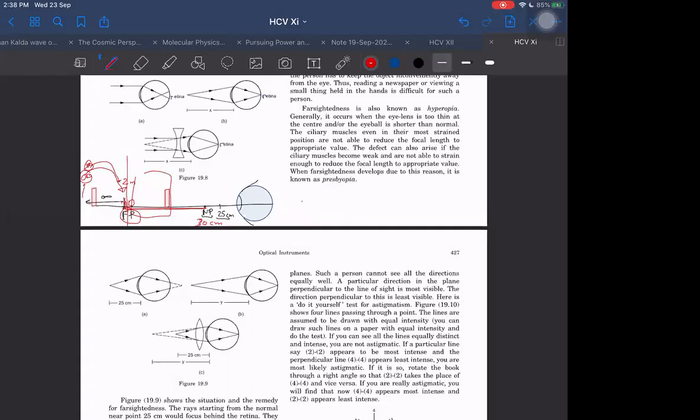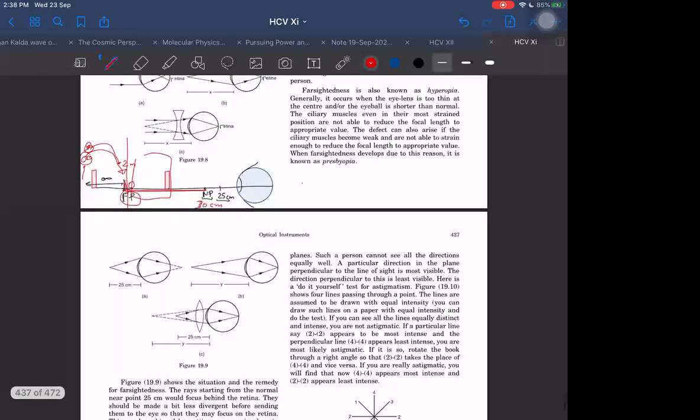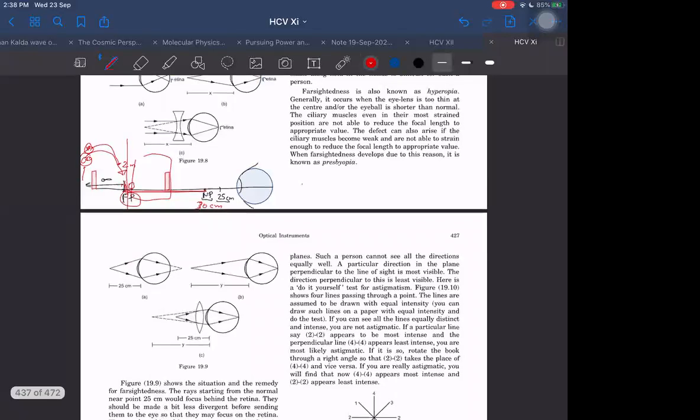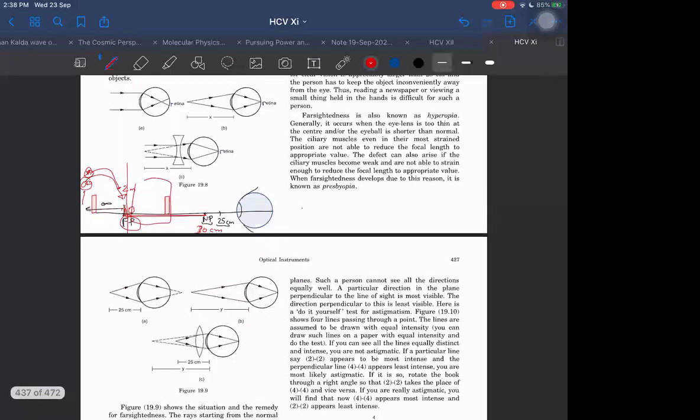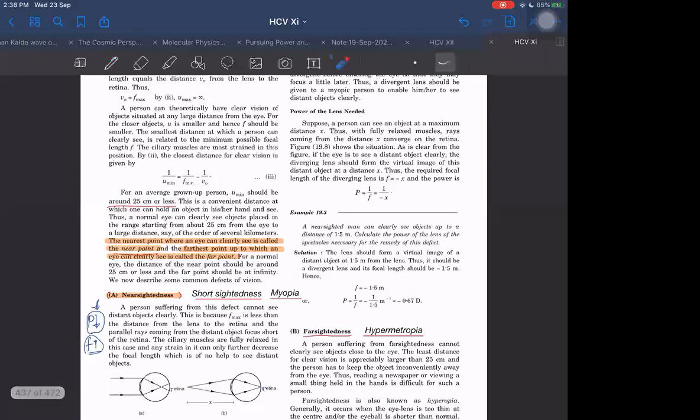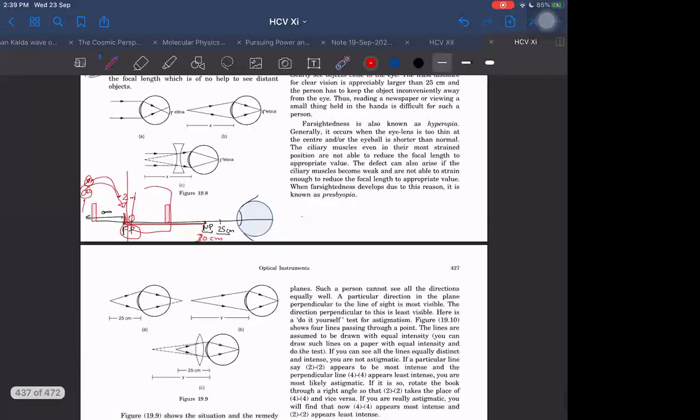That is called presbyopia. Okay, let us revise it again. Concave lens for myopia, or nearsightedness. And for farsightedness, hypermetropia, the corrective lens is a convex lens. And the third one, as you already know, is presbyopia, when both defects are there.